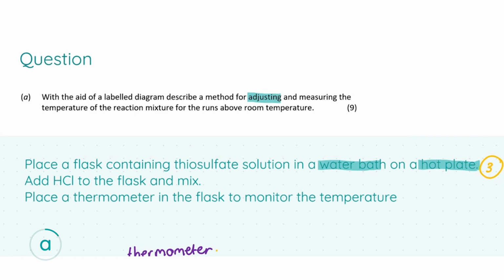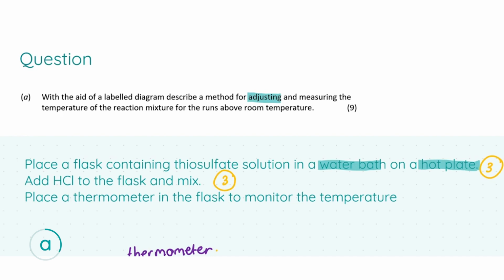Then you have to add hydrochloric acid to the flask and mix it. So you're going to get another 3 marks for stating that you're adding hydrochloric acid after the thiosulfate solution was in the water bath, and on the hot plate or the Bunsen burner, whichever you use to adjust the temperature.